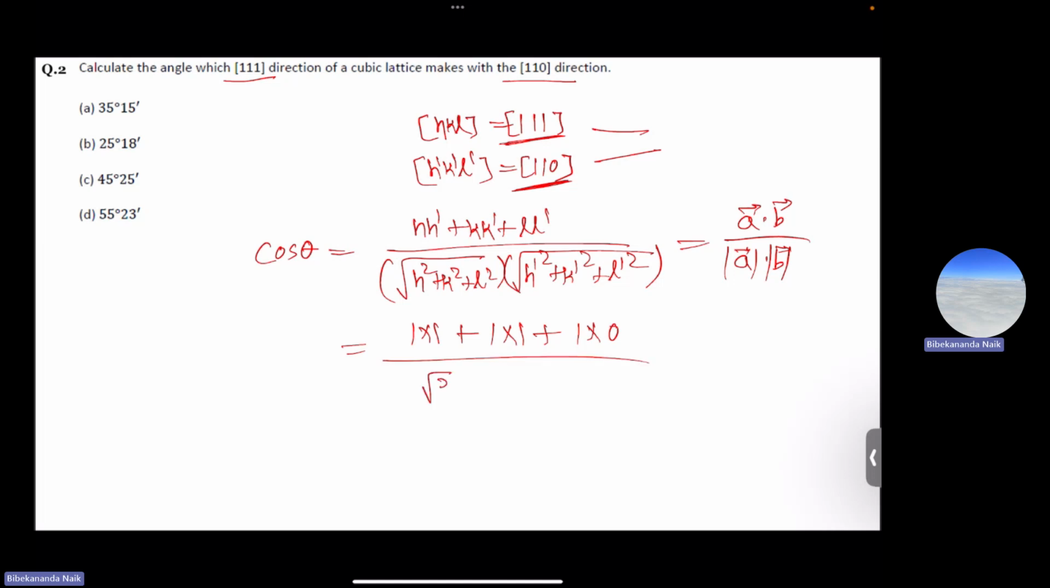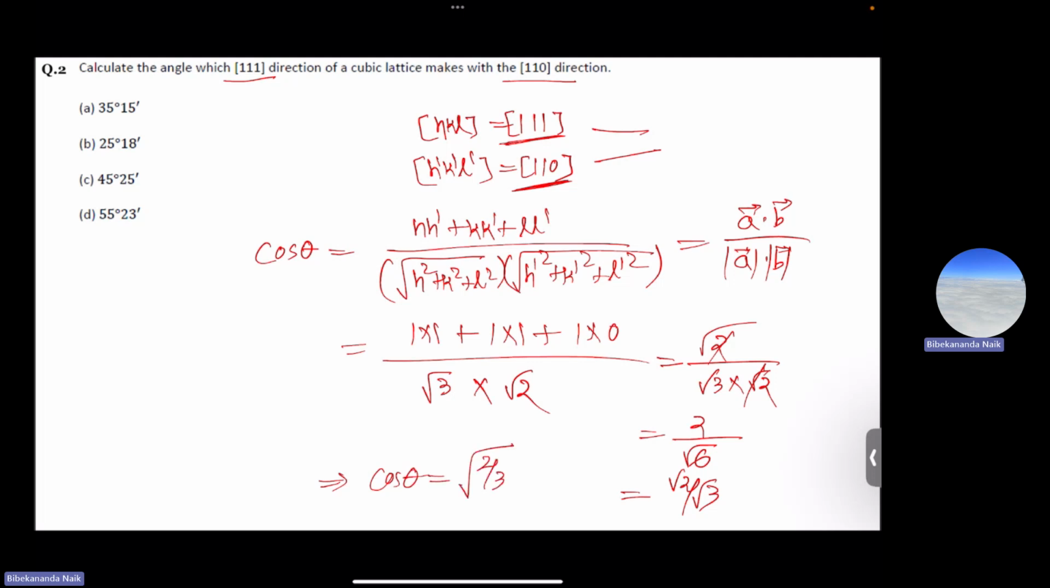So this is root 3 into 1 square plus 1 square plus 0 into root 2. So it will be 2 divided by root 3 into root 2, that is 2 divided by root 6, or simply we can say root 2 divided by root 3. So this will be like this. So cos theta is root over of 2 by 3.